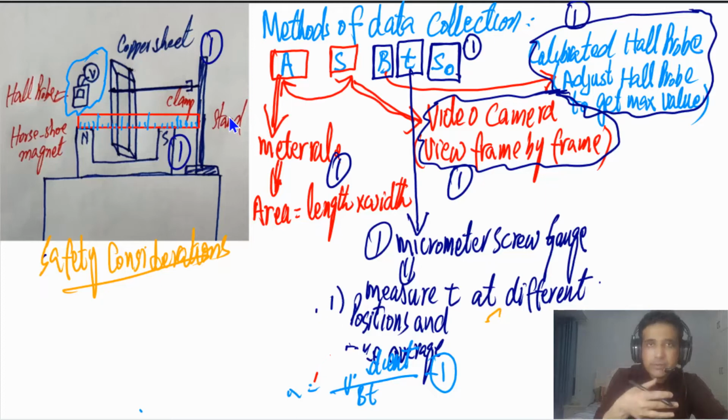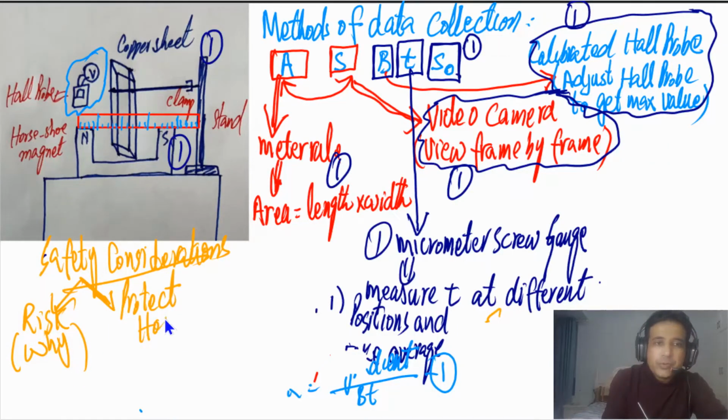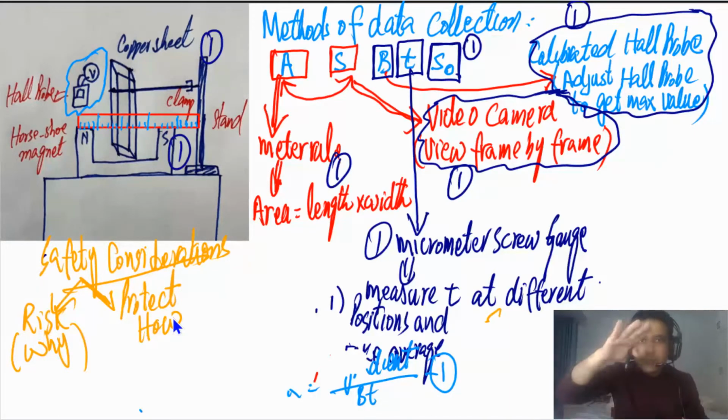So simply we can say risk here: what kind of risk is involved with this experiment, and how to protect yourself. Or simply we can say risk is why, and how to protect. So these two things you have to write down. For example, in this case we have the sheet, and it is hanging. If it falls down, it may hurt your feet, it may injure your feet. So you can say place a sandbox, because if this hanging sheet falls down, it may hurt feet. You will get 1 mark.